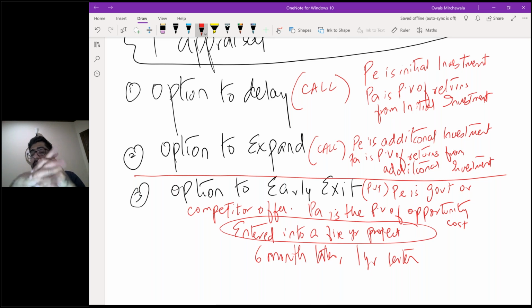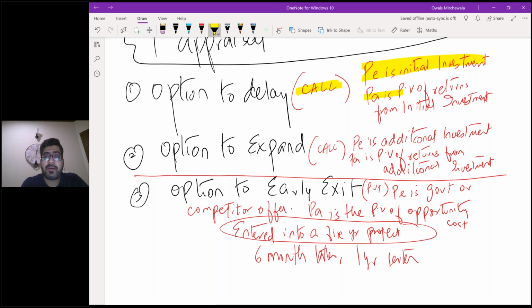Why is there an option? Because it's not an obligation that you should start it 6 months later. It's just an option that you can delay. If there is an option to delay, we consider it a call option because you're not selling anything. It's a call option. The exercise price of this option when you will exercise, it's the initial investment you will incur as cost.